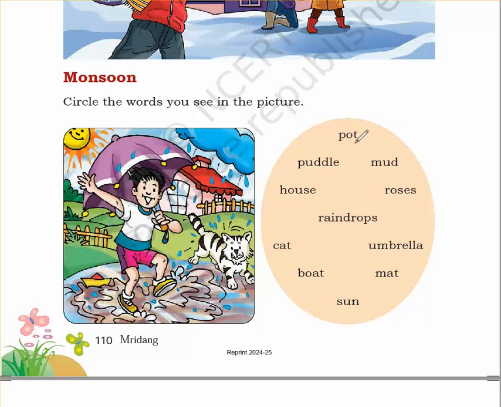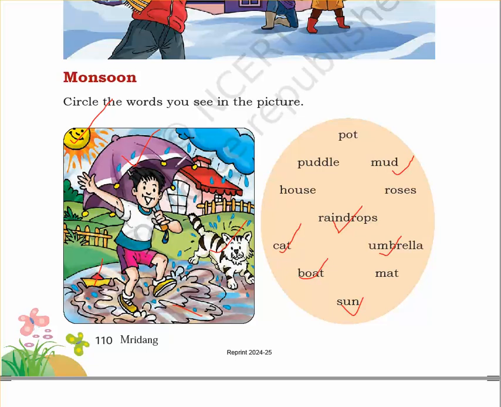So first is pot. Do we see a pot here? No. Mud. Do we see mud here? Yes, mud. Here we can see mud. Boat. We can see here is the boat. Then cat. Yeah, we can see a cat here. Umbrella is also there. This boy is having an umbrella. Sun. We can see sun here.